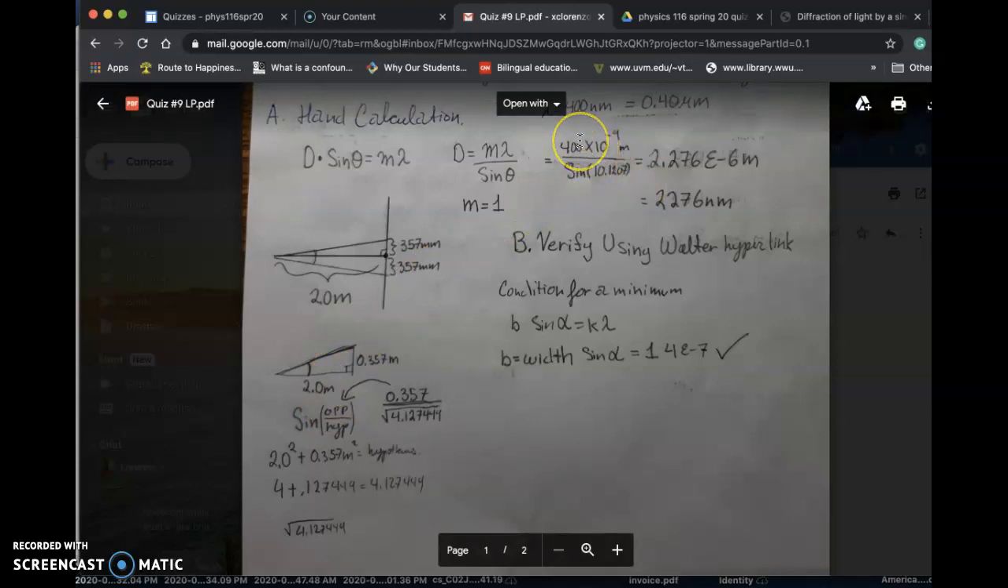When we take 400 nanometers, which is 400 times 10 to the minus 9, divided by such value, you get 2.276 e minus 6 meters, or 2,276 nanometers.